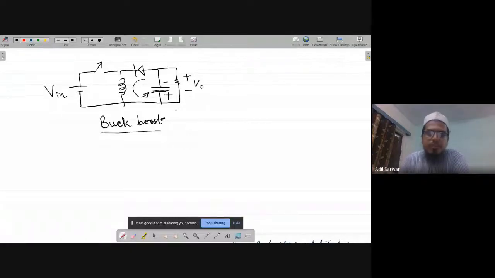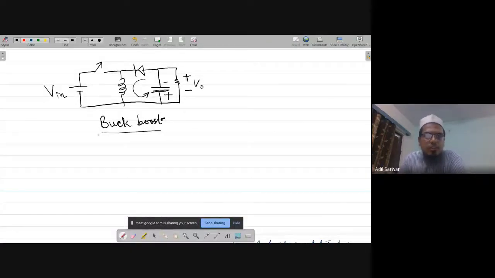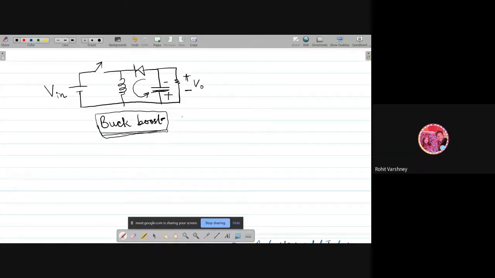The screen is not visible. Oh, sorry. I have to go into the presentation mode again. Okay, I think now it is visible. So this is your buck boost converter. Is it visible now? Yes, sir.